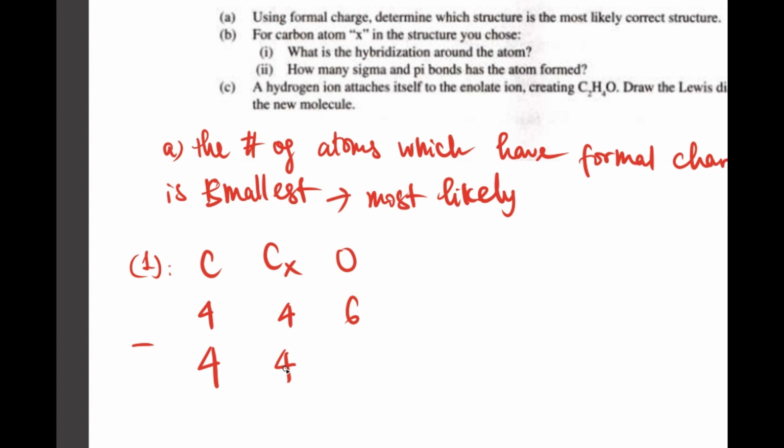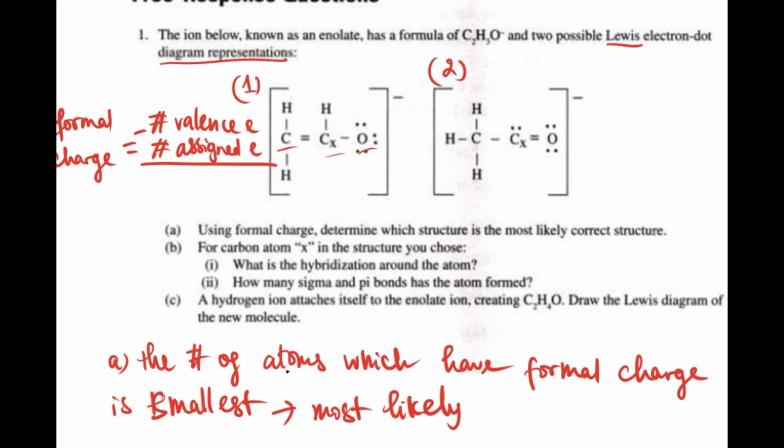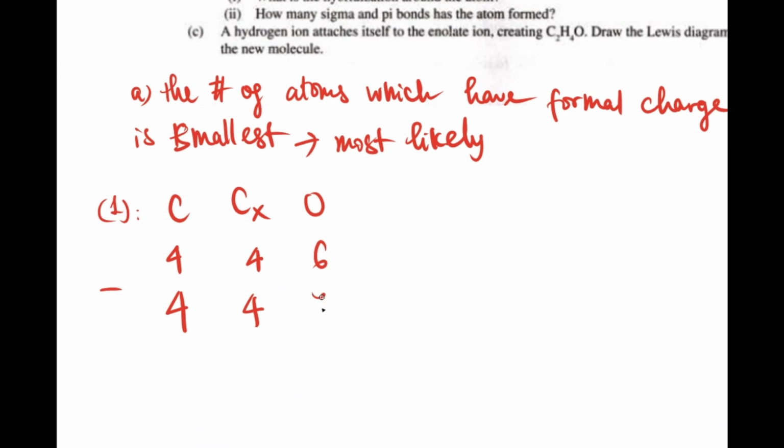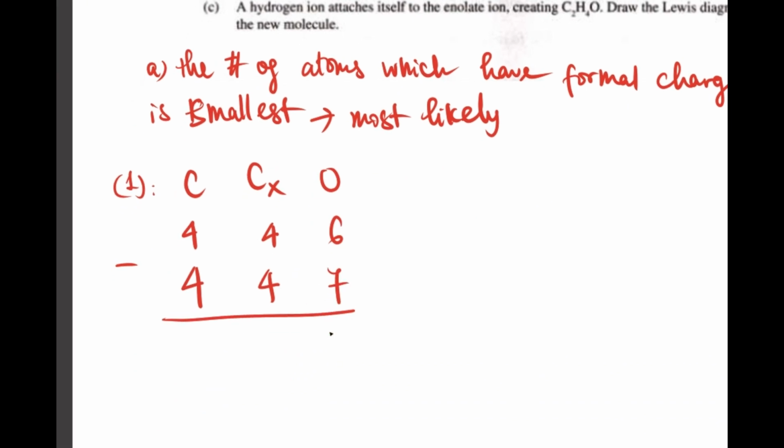Right? And now we're going to look at this oxygen atom, right? As you can see that it has 1, 2, 3, 4, 5, 6 electrons. Remember that for each pair of electrons like this, we're going to count as 2 electrons and 1 electron in the bond. So it's 7. So the formal charge would be 0, 0, and minus 1.